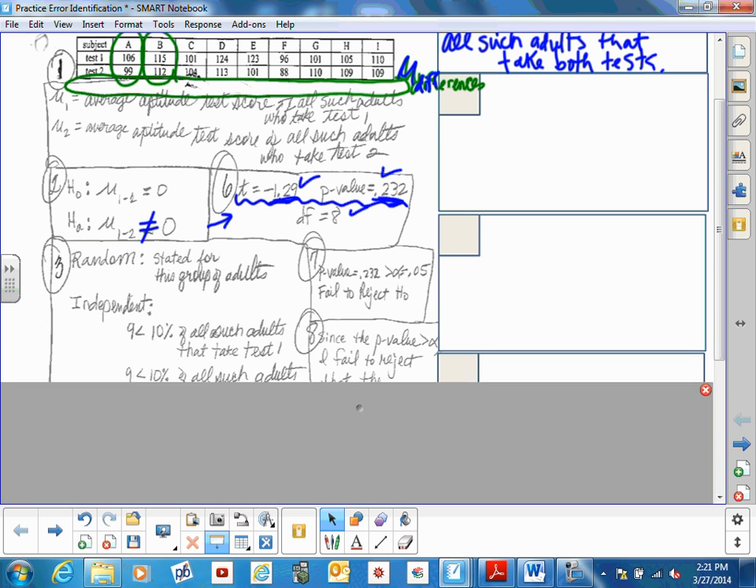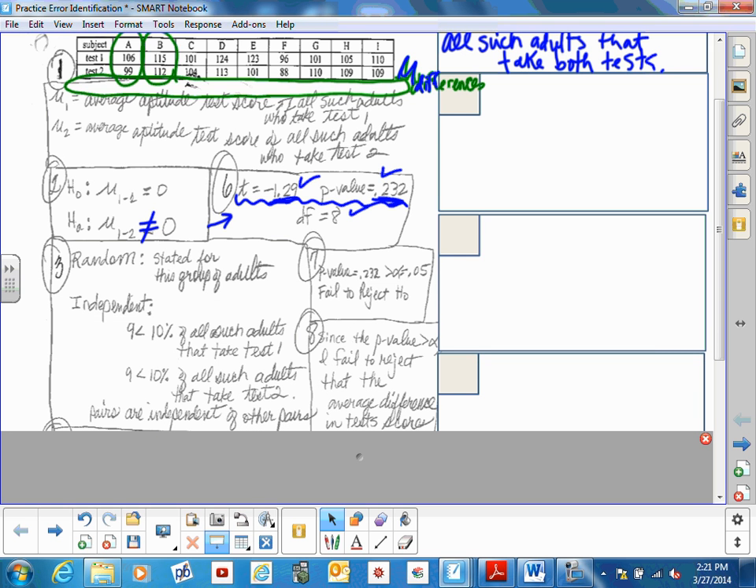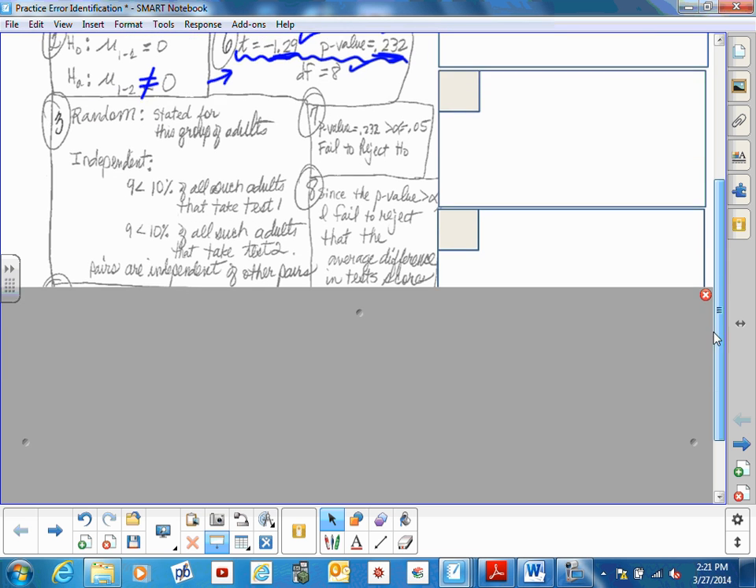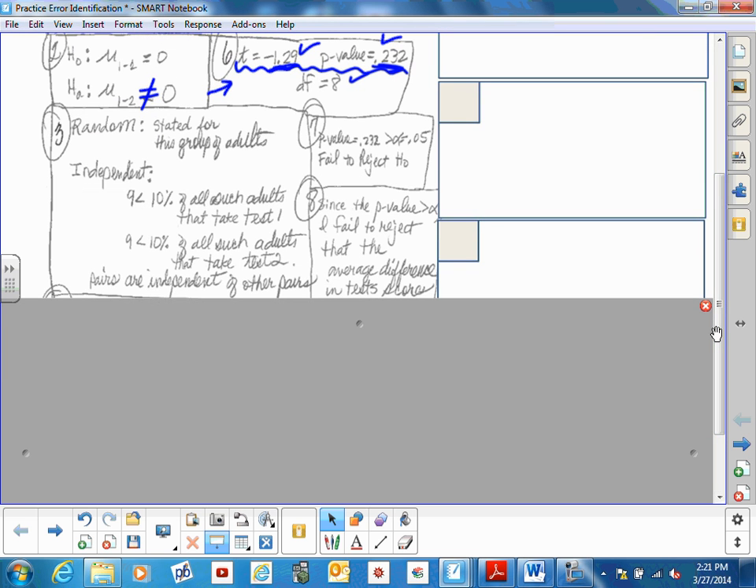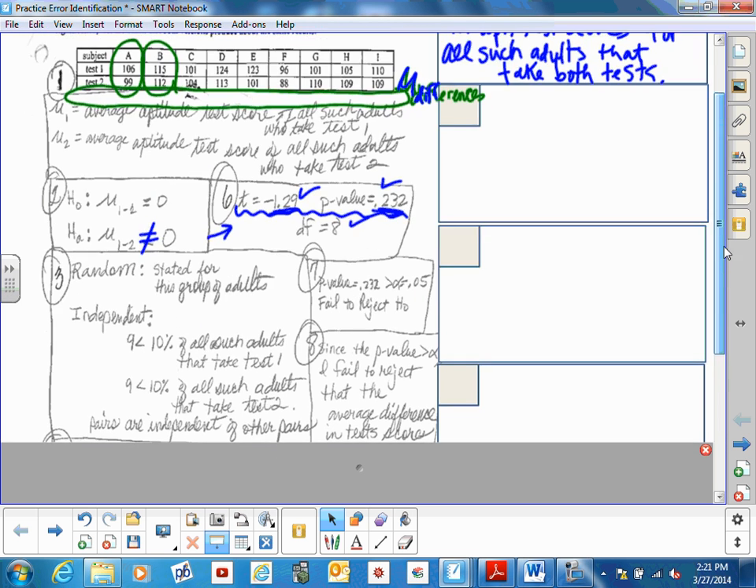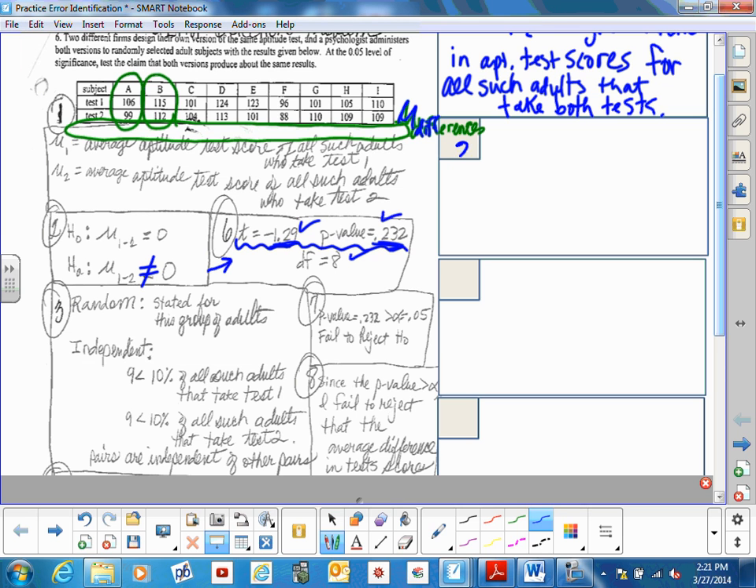All right, next, number 3. Random and independent. So random, stated for this group of adults. Oh, did I fix that over here? No, I didn't. Let me fix that. Sorry. Number 2, you may just fix the part that was wrong. You do not have to write the whole box over, so I can do this.